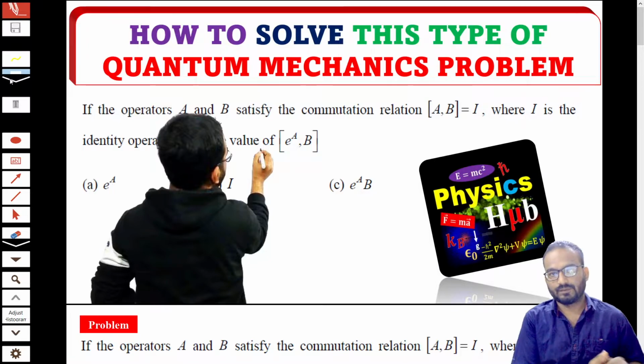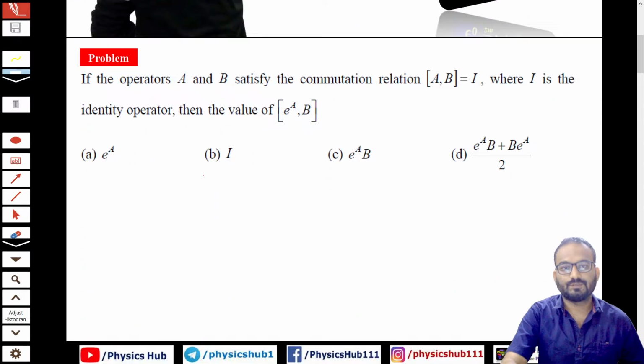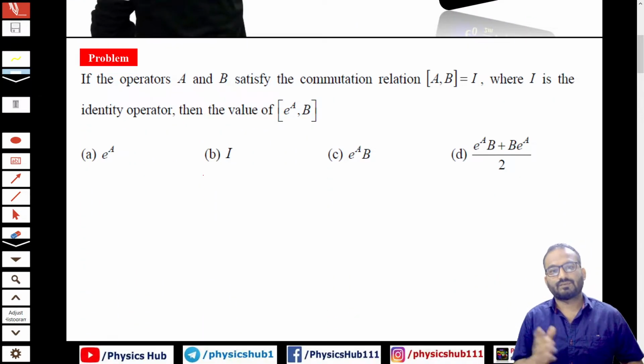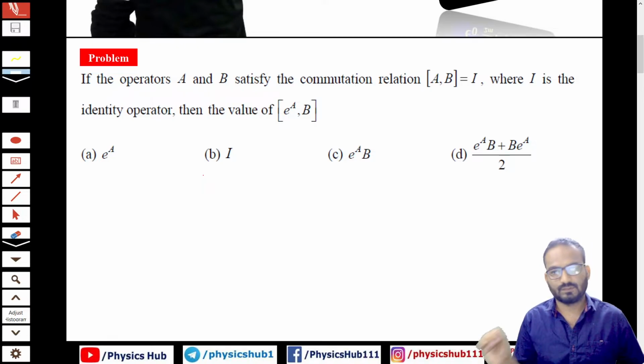The title of this video is how to solve this type of quantum mechanics problem. So let me just show you the problem, then we'll go for the solution. The problem reads like this: if the operators A and B satisfy the commutation relation [A, B] = I, where I is the identity operator, then what will be the value of the commutator [e^A, B]?